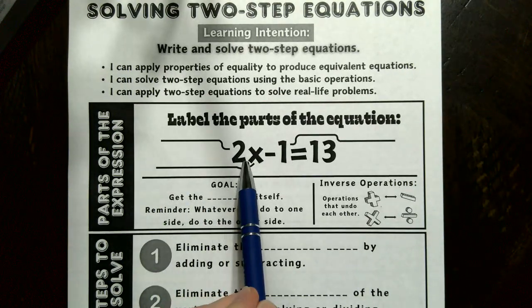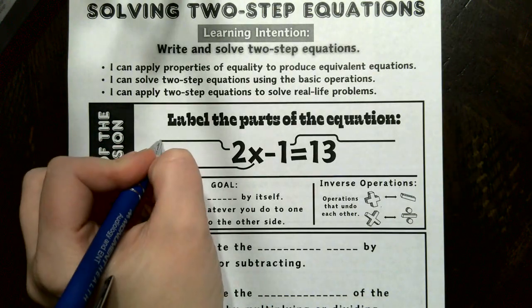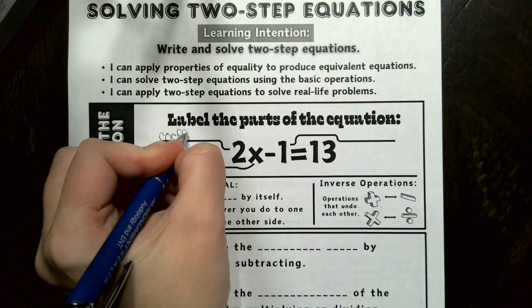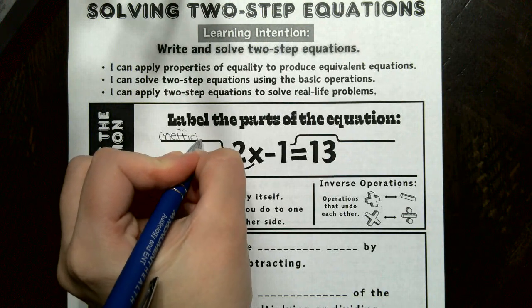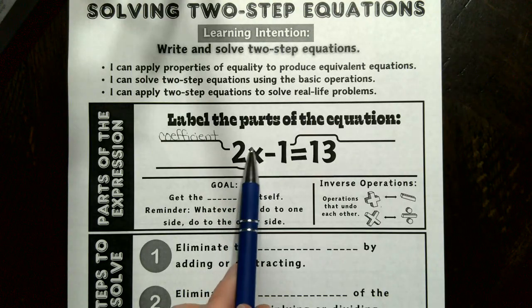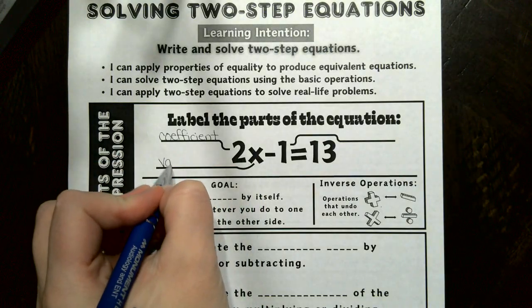So, what is the 2 in this term right here, 2x? Remember, this is the number attached to the variable. You should be saying right now, coefficient, because that is what the 2 would be. The coefficient is the number attached to the variable. And what is x in this equation? It is the variable.